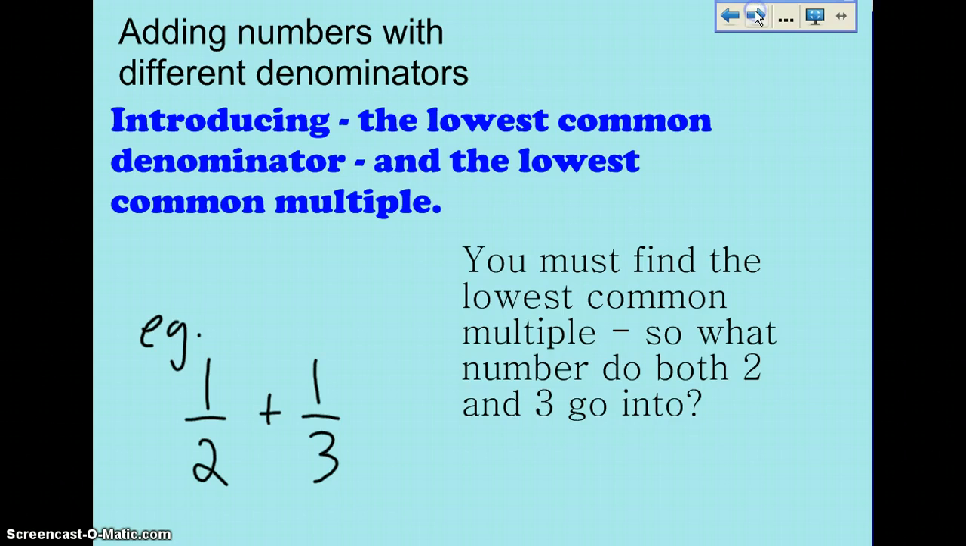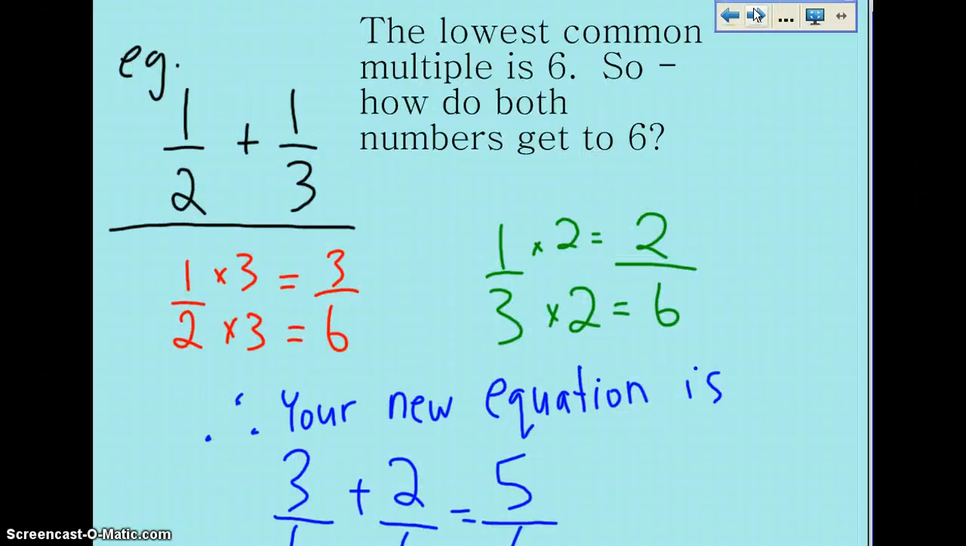Okay? Good. So now, what if the denominators are different and you have to figure out a way to add these things? So I've got 1 over 2 plus 1 over 3. How do I get it so those two numbers are able to add? So I have 1 over 2 plus 1 over 3. What I need to do is find the lowest common multiple. And in this situation, I know that both 2 and 3 go into 6.